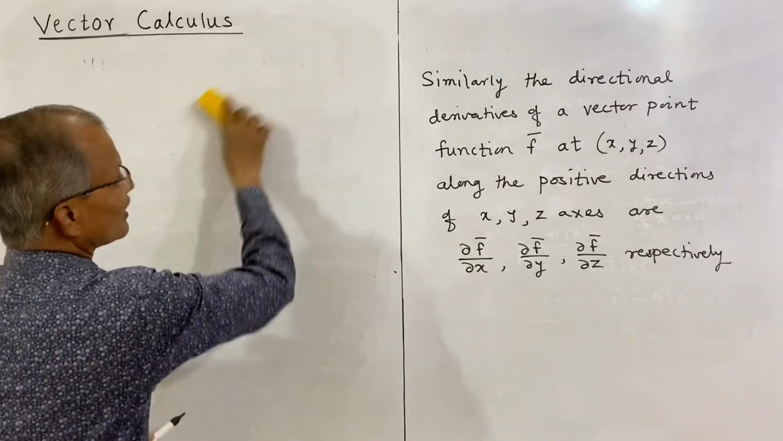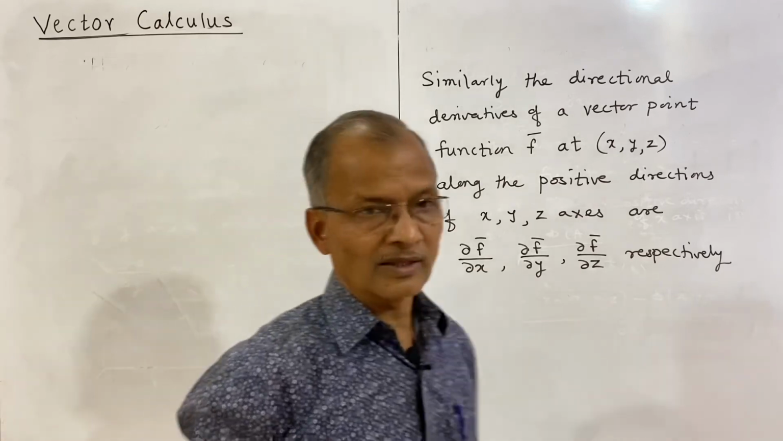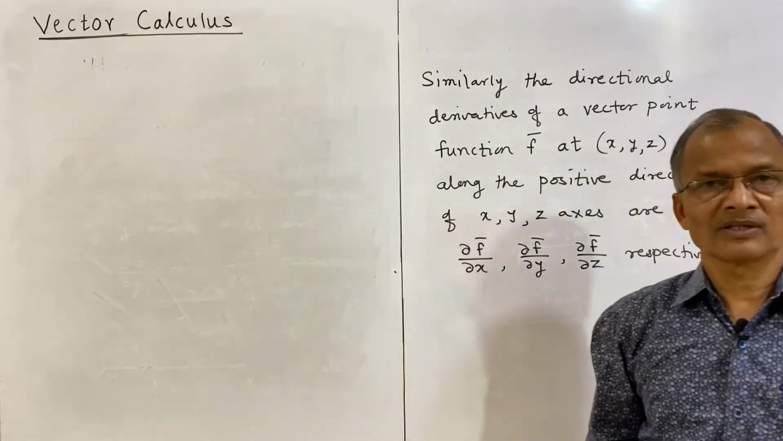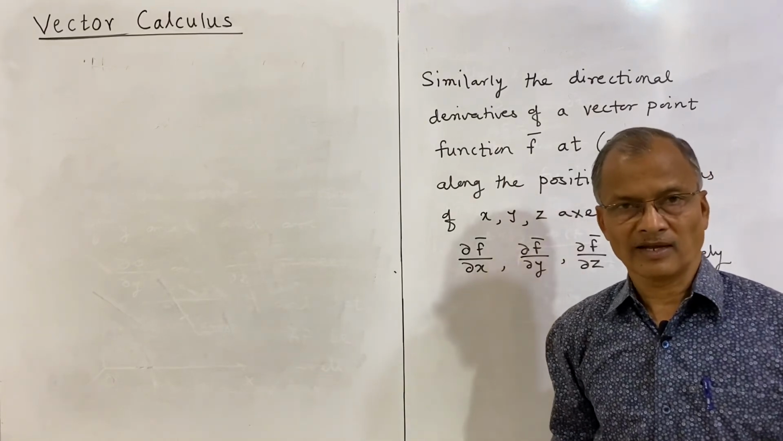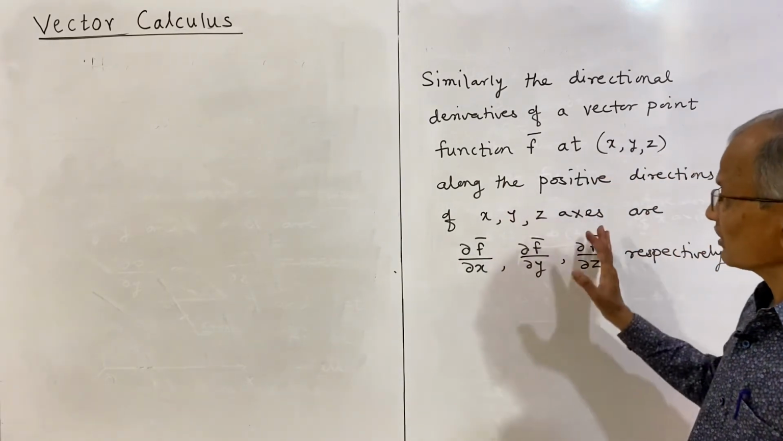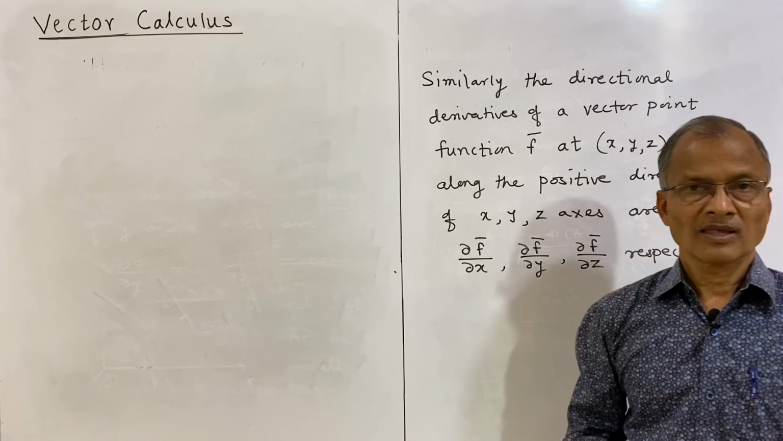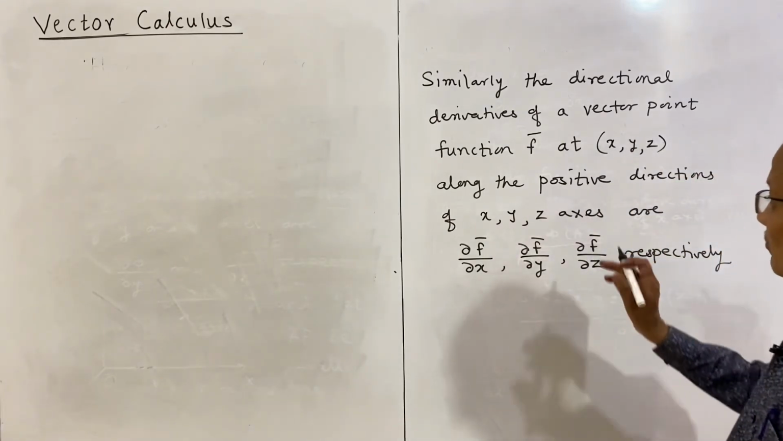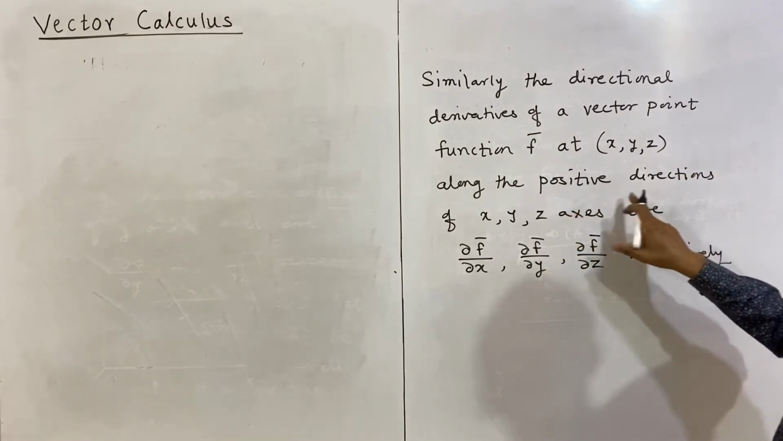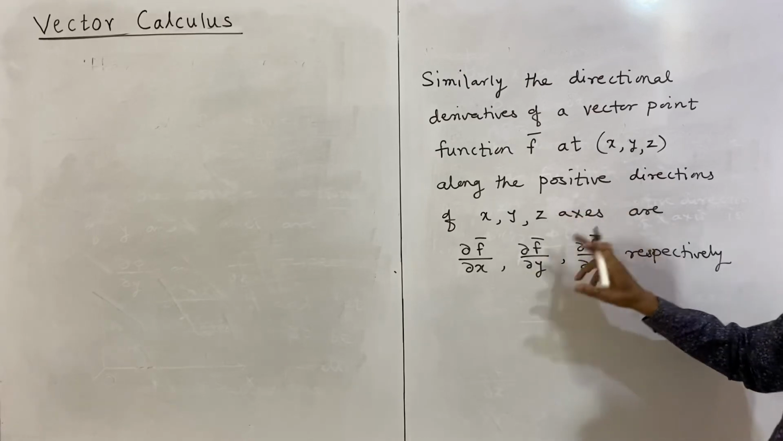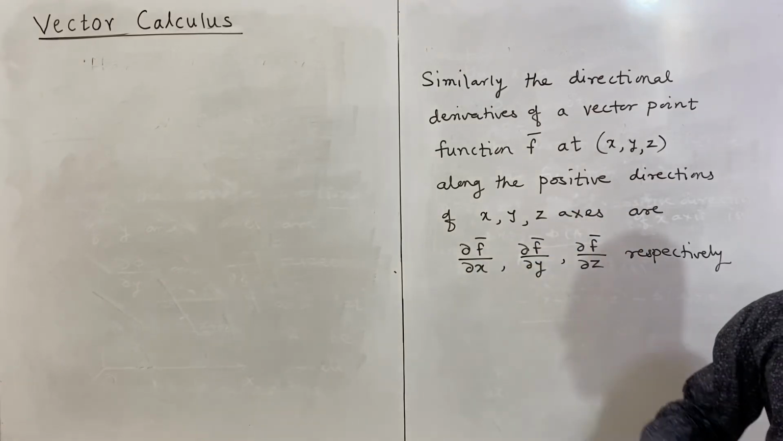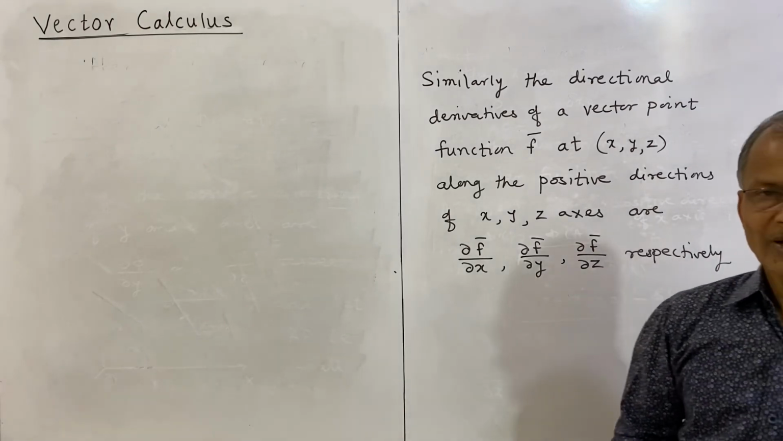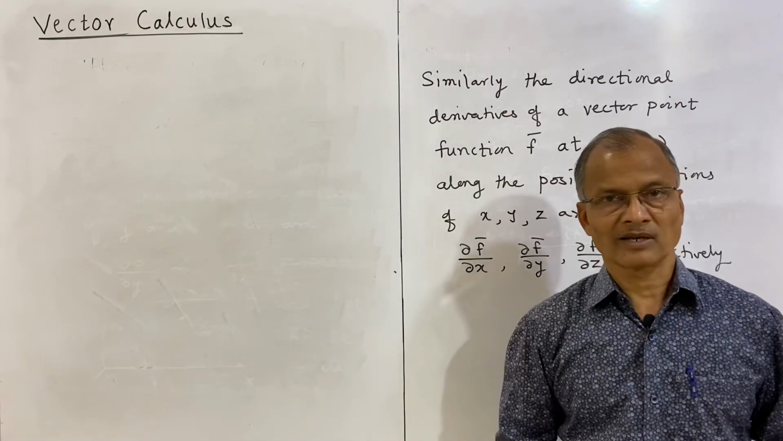Now in our next lecture we shall obtain the directional derivatives of the scalar point function and vector point function along any line. Here we have obtained them along the coordinate axes, and if we consider negative directions instead of positive, then these derivatives will be negative, because the direction is reversed. So the remaining part we will continue in our next lecture. Thank you.